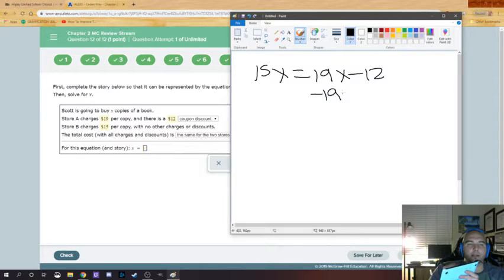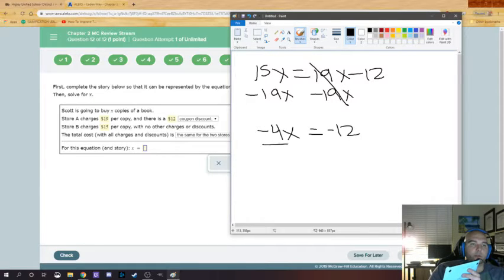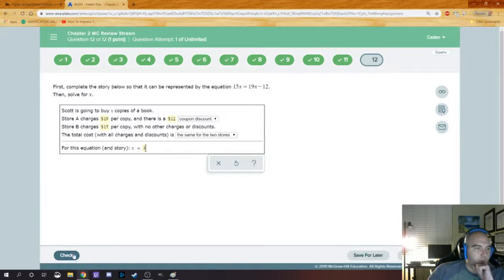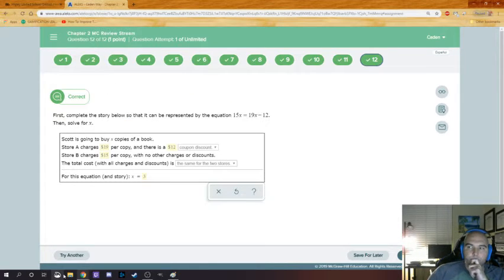I'm actually going to subtract 19. It's not usually my thing to make negatives, but if I do that, it will result in less steps here, and I'm all about that. So 15 minus 19 is negative 4, which equals negative 12, and then I divide by negative 4, and I get x equals 3. Voila. And then I check. Submit assignment.